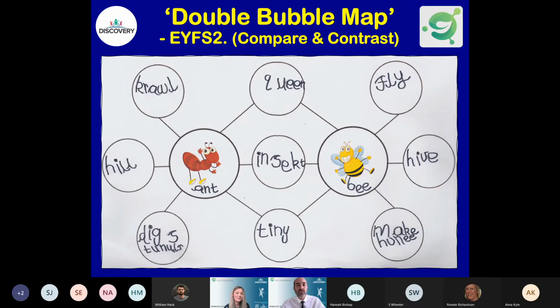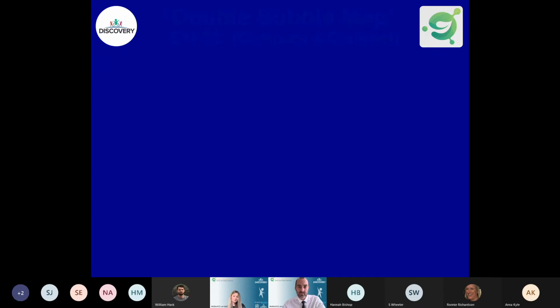So here there was an FS2 child who looked at, with a TA in a small group, a non-fiction text that looked at insects, and they looked at the ant and they looked at a bee, and then together they discussed how the bee and the ant were similar and different. If you look down the center, you can see that both the ant and the bee have a queen, they're both insects and they're both very tiny. But if you look at the ant information, the ant crawls, it lives in a hill and it digs tunnels, whereas the bee flies, lives in a hive and makes honey.